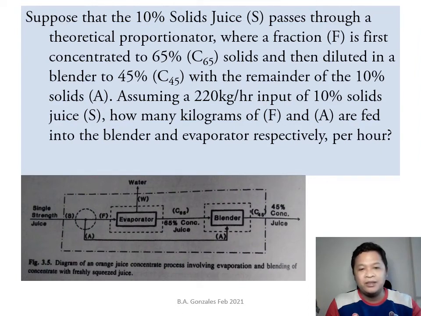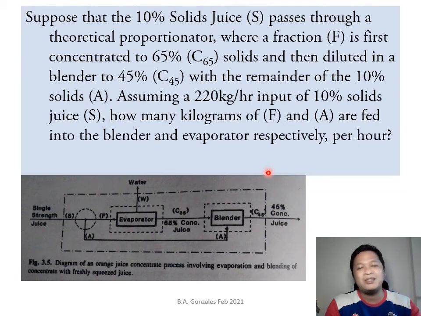Medyo mas mahirap ito, and it now involves a proportionator. So dito maguguluhan kayo, hindi na kaya to ng simpleng algebra lang unless you think through it, no? So you still have, for example, your 10% solids juice, but it passes through a proportionator. What this proportionator does is dinidivide niya yung 10% solids na juice into a fraction that gets evaporated, and the other fraction is added back to the concentrate during blending to get your 45% orange juice. So this is just another way of doing the first problem.